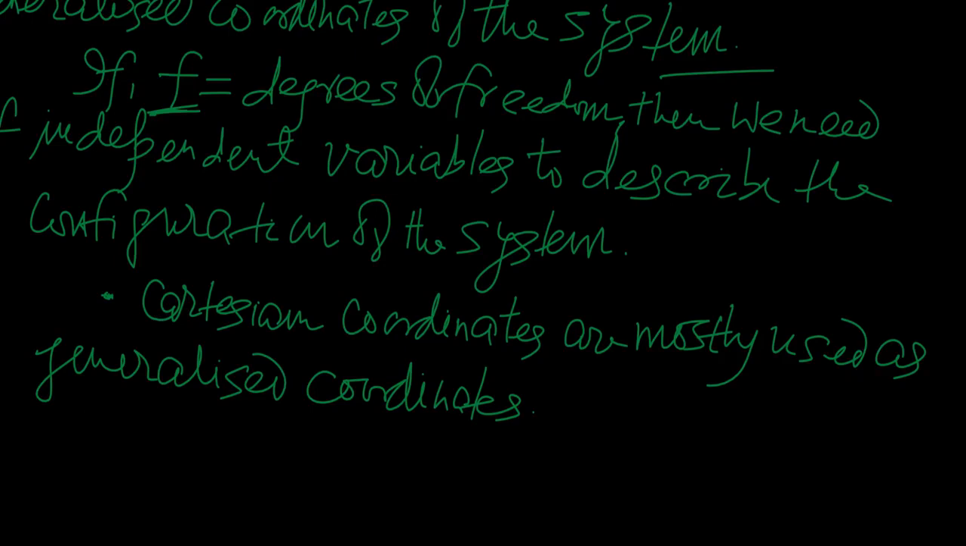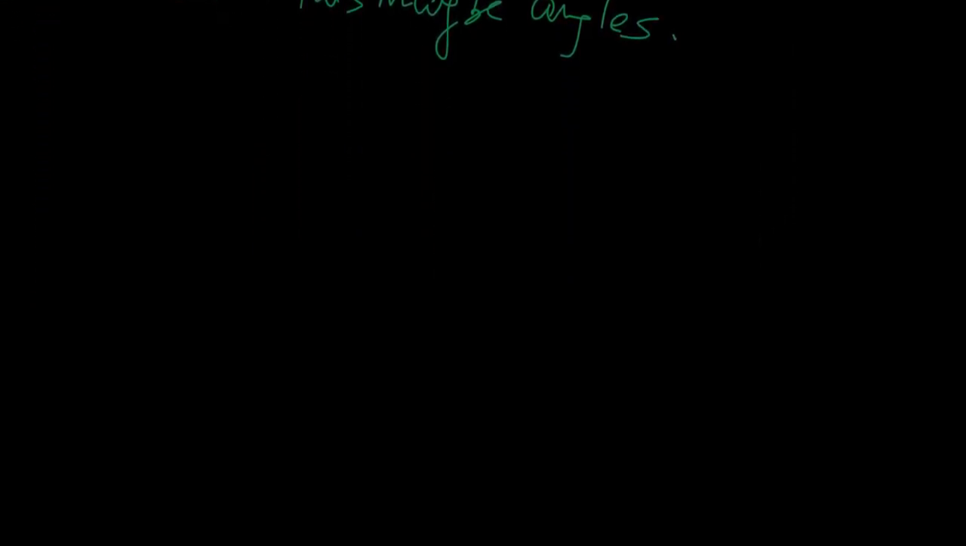In several problems, the Cartesian coordinates are not convenient to deal with the configuration of the system. And if Cartesian coordinates are not convenient as generalized coordinates to describe the configuration of the system, in that condition we consider another set of coordinates as generalized coordinates. This may be angles. It means you can say that generalized coordinates do not need always to have dimension of length.